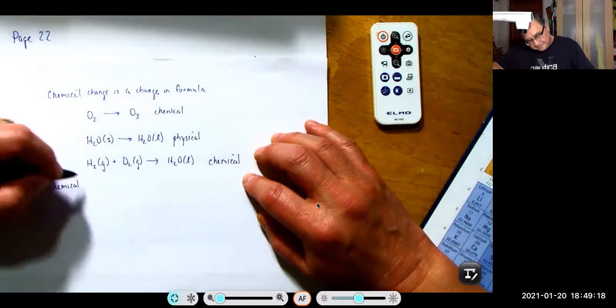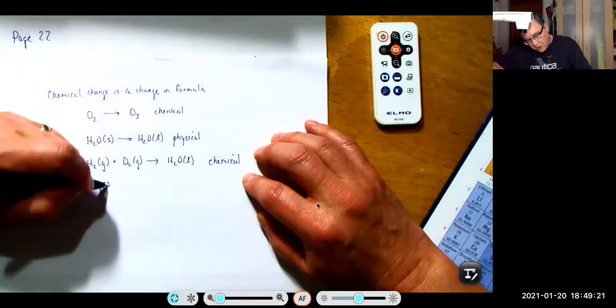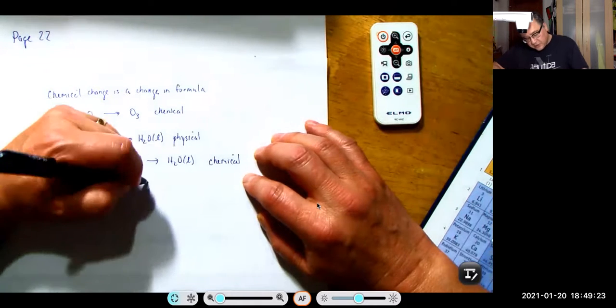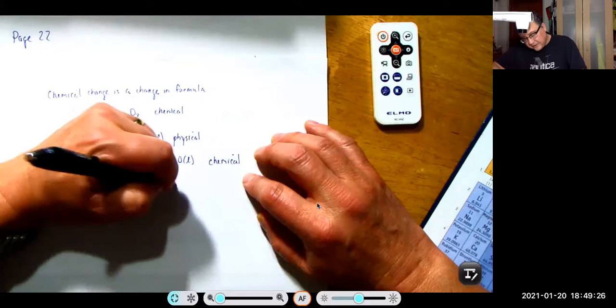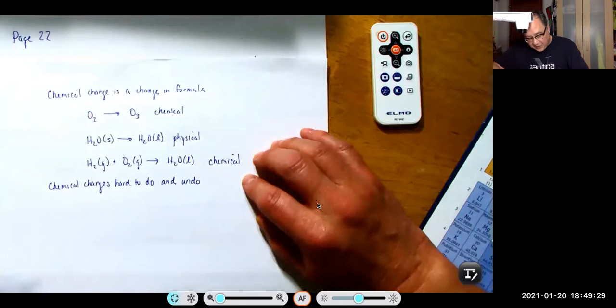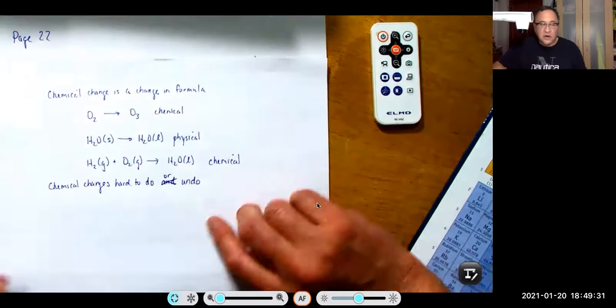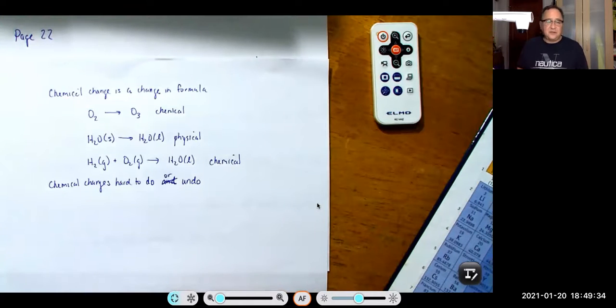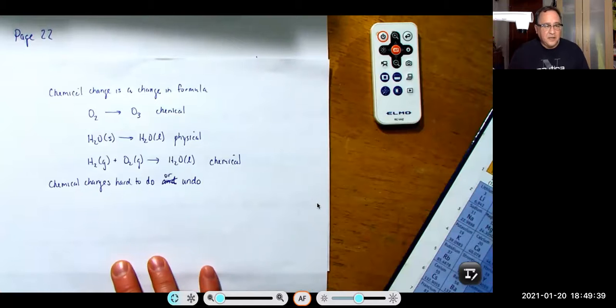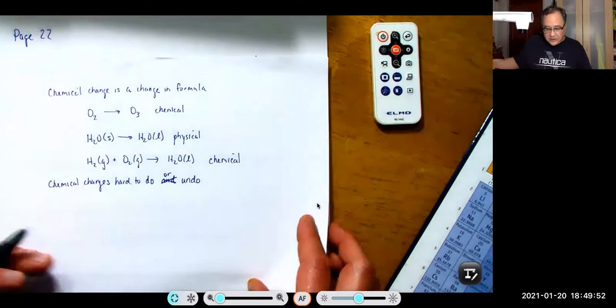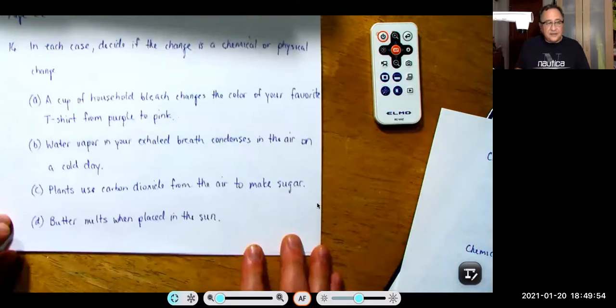Chemical changes are hard to do and undo, or I should say, hard to do or undo. There's another one I wanted to give you for kind of what you might look for. I don't remember what it is, but it'll probably pop into my head. So with these in mind, let's take a look here at these different things.